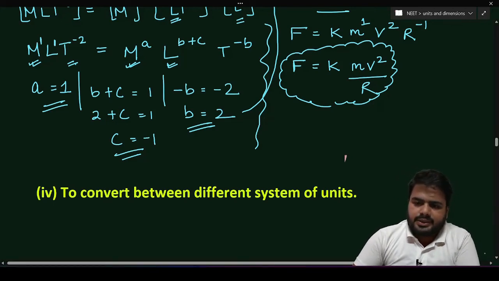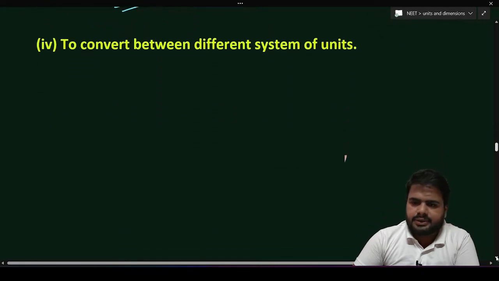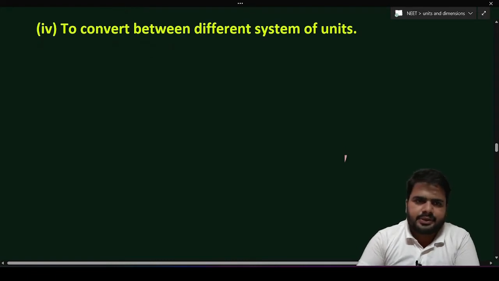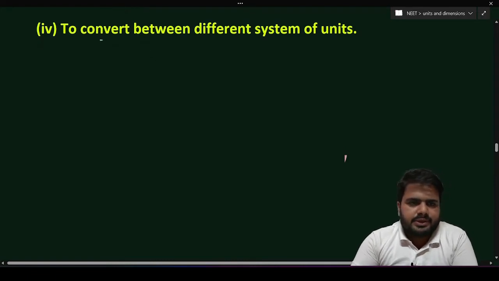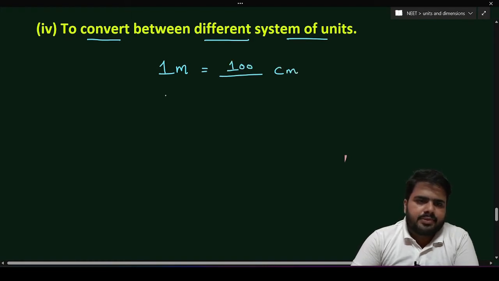So the last application is to convert between different systems of units. Between different systems of units we need to know how to convert. Okay, so let us take a simple example. Suppose I say 1 meter equals dash centimeter. You can clearly say it is 100 centimeter. Similarly, 1 kg equals dash gram. You can clearly say it is 1000 gram.